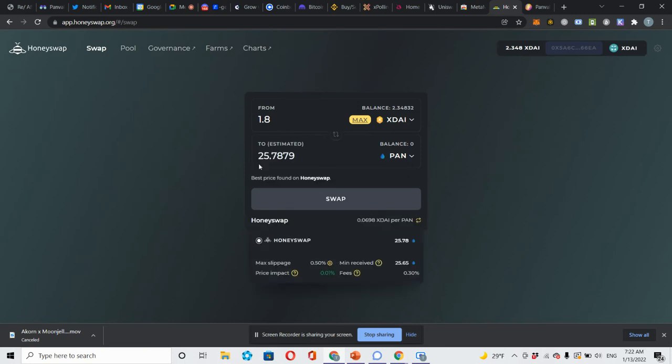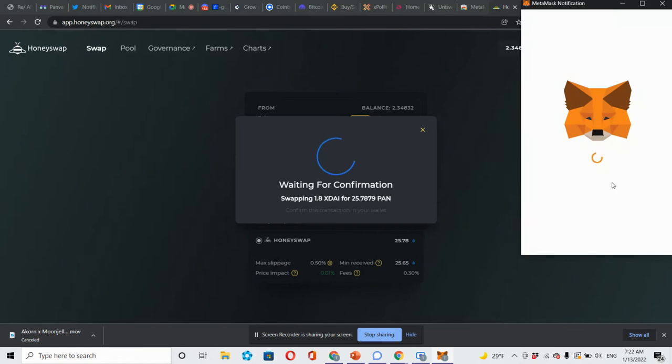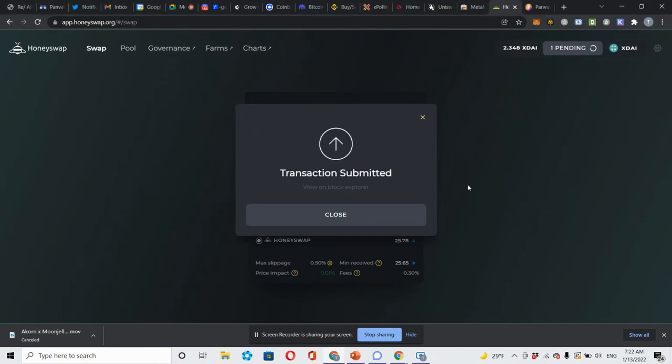And that will give us 25 PAN. We'll swap. So confirm swap. And momentarily we'll have that Panvala needed to stake on Panvala.